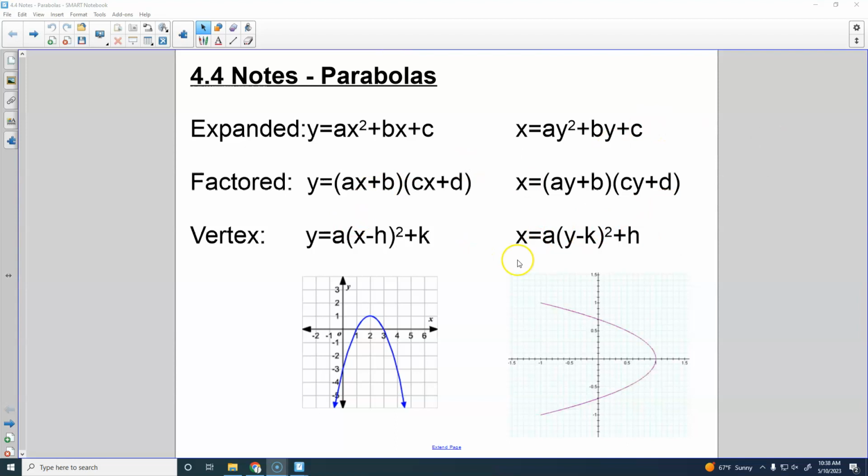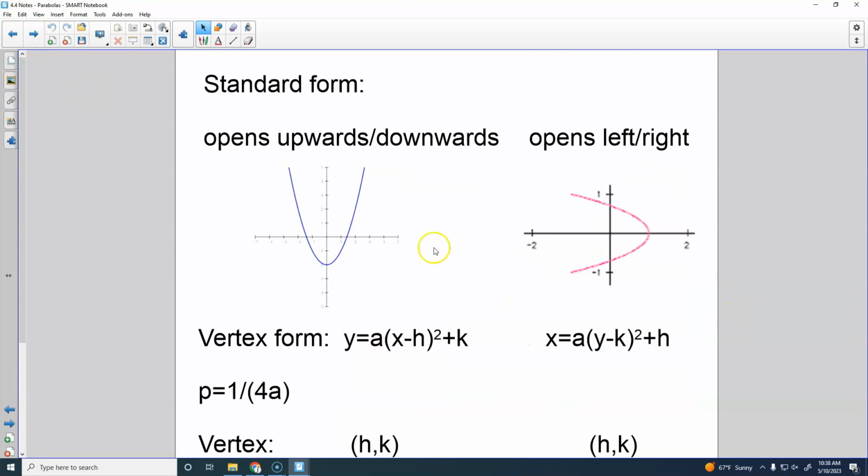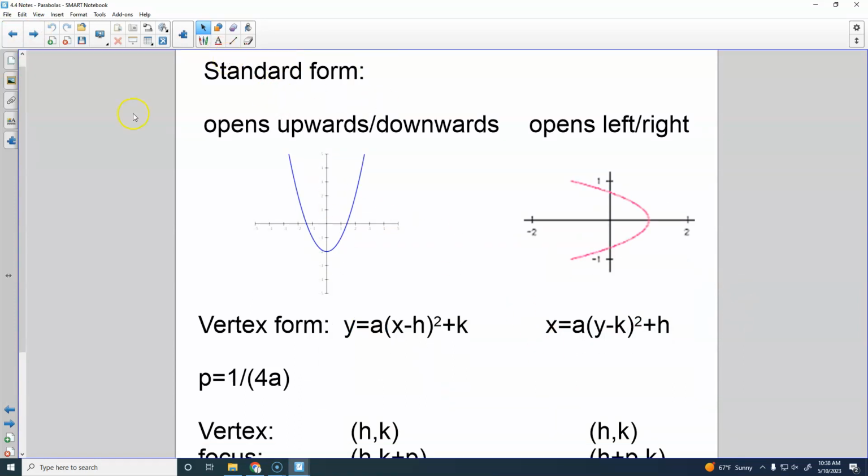When we switch everything, x's and y's, most of the same stuff still applies, but it's all sideways. It's all backwards. So this can be just a little bit confusing. So let's look at different things for our parabolas. An equation that is solved for y is going to open up or down. That a right there tells you whether or not it opens up or down. If you have a positive a, it's going to be up. If it's negative a, it's going to be down.